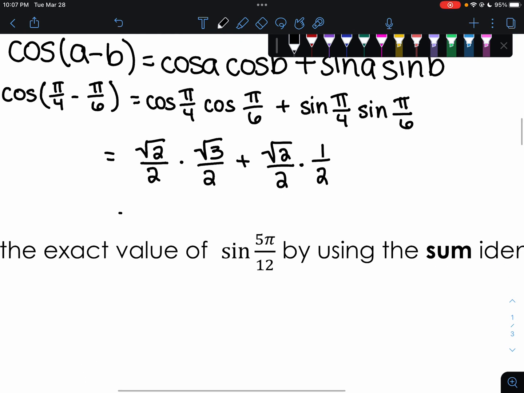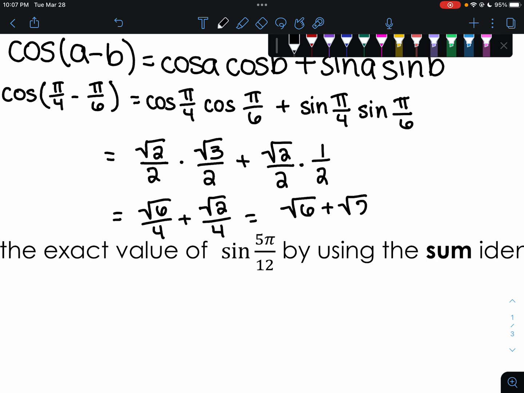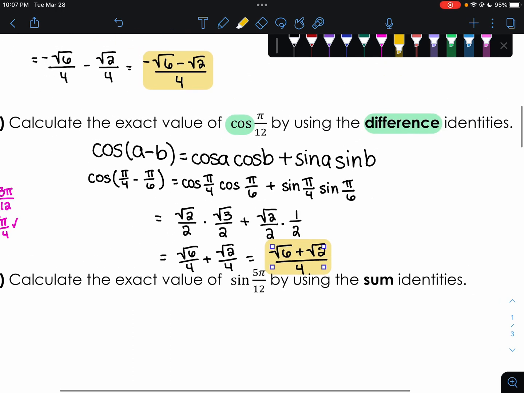When I multiply these together, I get the square root of 6 over 4 plus the square root of 2 over 4, which allows me to write it as one big fraction, the square root of 6 plus the square root of 2, all over 4. If you notice here, my answers when we are using the sum and difference identities are usually pretty similar in the aspect of it has a rad 6, it has a rad 2, and the denominator is 4. Typically for sine and cosine, that's what we will get if we are using a sum and difference identity.